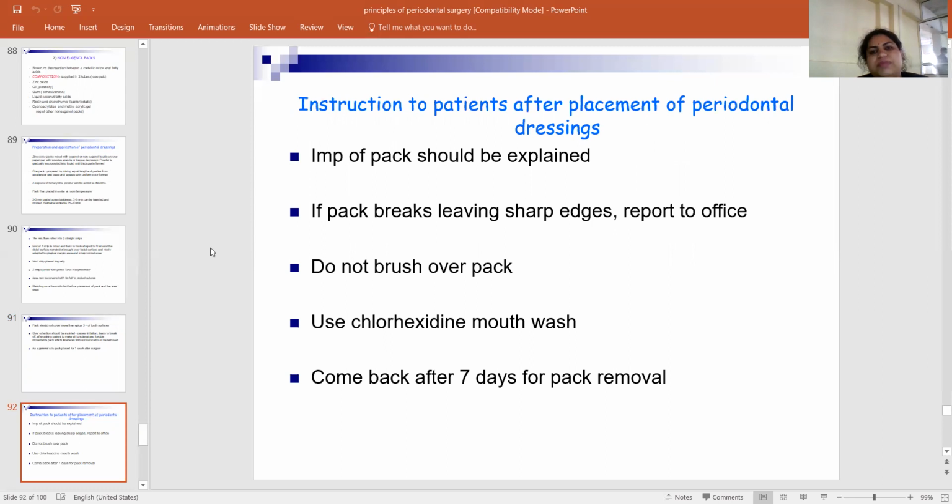What are the instructions to the patient after placement of periodontal dressing? The importance of the pack should be explained. If the pack breaks, leaving sharp edges, the patient should report to the office. Do not brush over the pack.